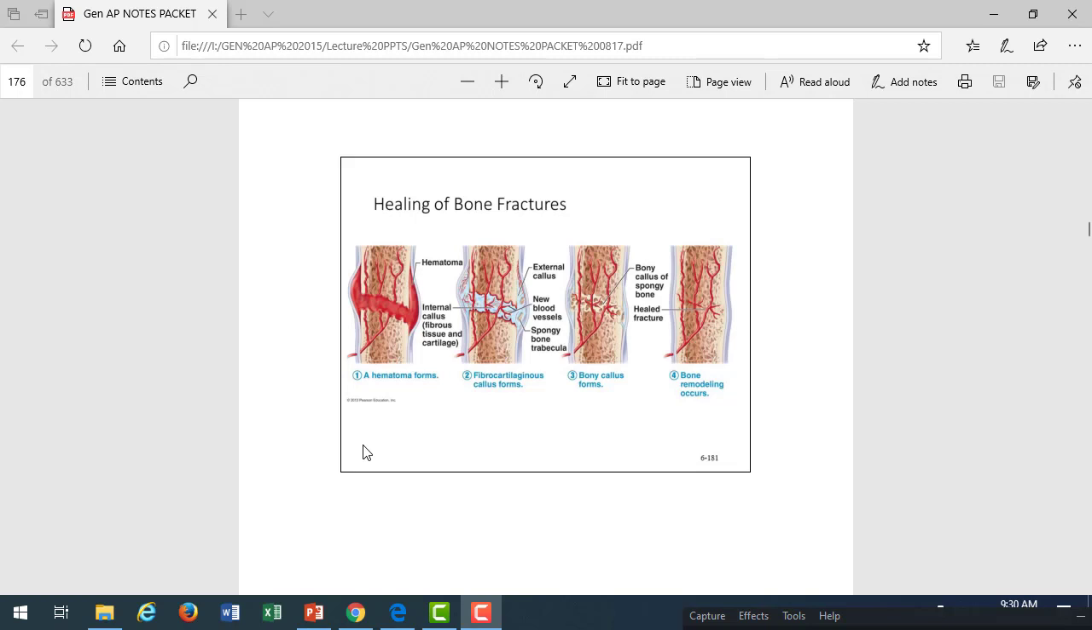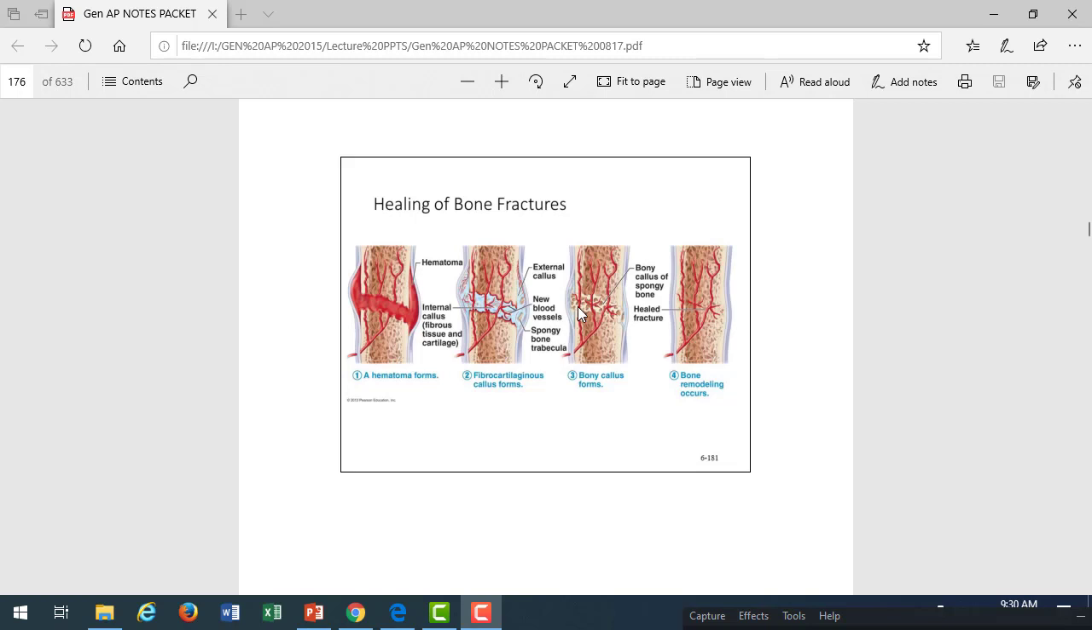So when it first breaks, here we can see the break, then a fibrocartilage tissue forms to span that break. This is the healing process, and this doesn't take very long, a couple of days. Then a bony callus forms. This bony callus is actually woven bone, which again is very fragile.